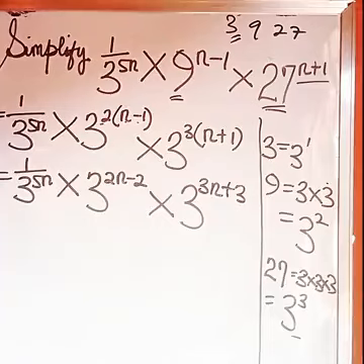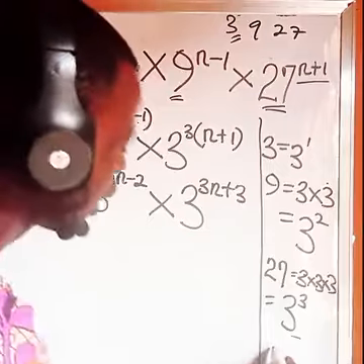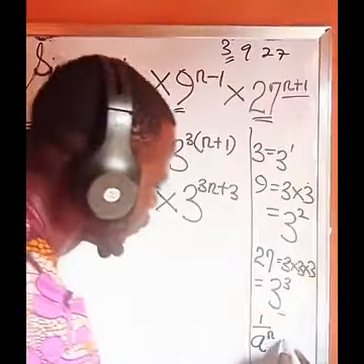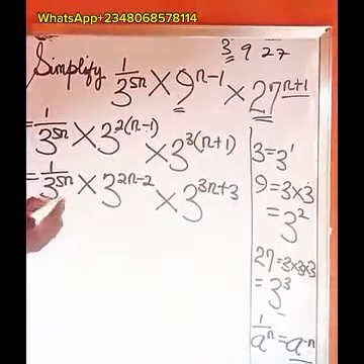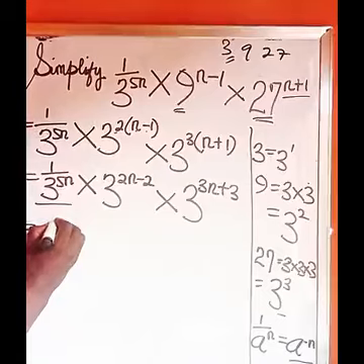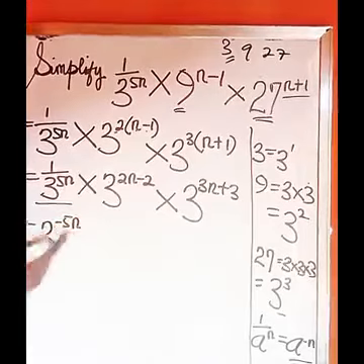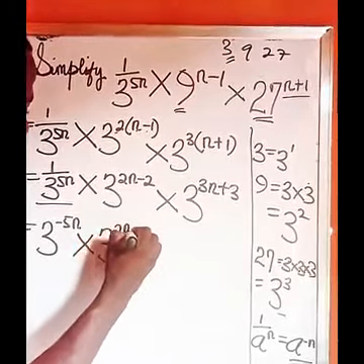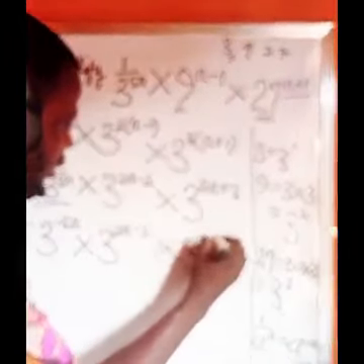Now the next thing we do is let's deal with this. We know that a negative index denotes a fraction. So if we have 1 over a raised to the power n, it's given by a raised to the power minus n. Apply this here. Let's simplify this to be 3 raised to the power minus 5n, times 3 raised to the power 2n minus 2, times 3 raised to the power 3n plus 3.